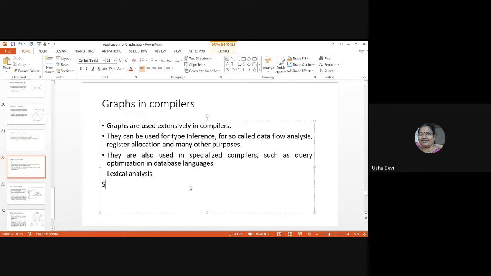After that, syntax analysis, next you can go for semantic analysis. Like that it keeps on going. Then next intermediate code generation, then code generator, like that it keeps on going.